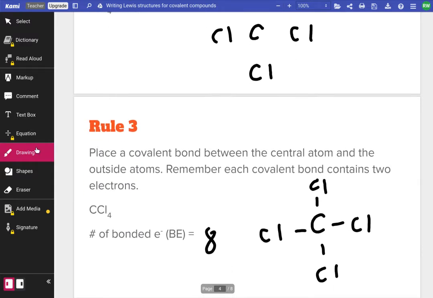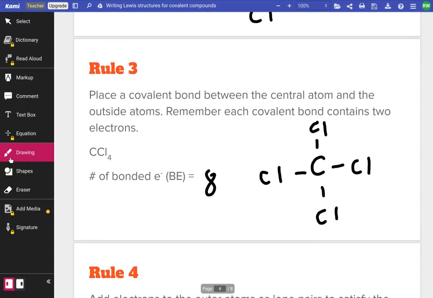Rule number 3 is then go ahead and place a covalent bond, and we represent a bond by a dash. Right, and each bond is basically a pair of electrons. So it's 2 electrons being shared between the 2 atoms. So I went ahead and drew C with the 4 Cl's around it, and then I placed a line connecting the C to each of the Cl's that are around it.